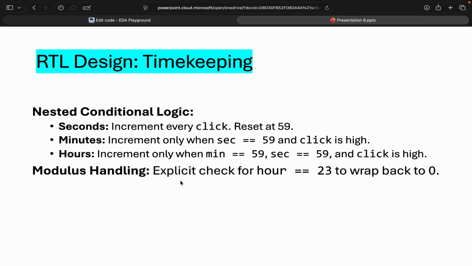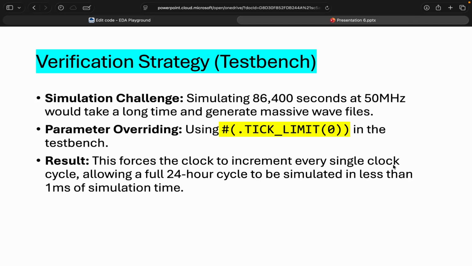And modulus handling: an explicit check for hour equal to 23, because we have 0 to 23, right? Then it will wrap back to 0. Verification strategy: simulating 86,400 seconds at 50 megahertz would take a long time and generate a massive wave file. With parameter overriding, the tick limit is what we are using in the test bench. That forces the clock to increment every single clock cycle, allowing a full 24-hour cycle to be simulated in less than 1 millisecond of simulation time.